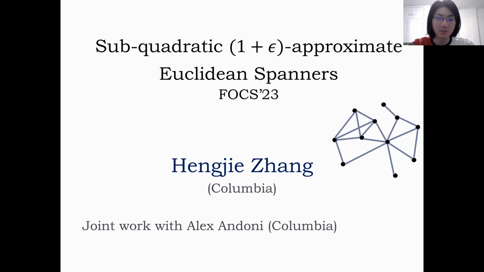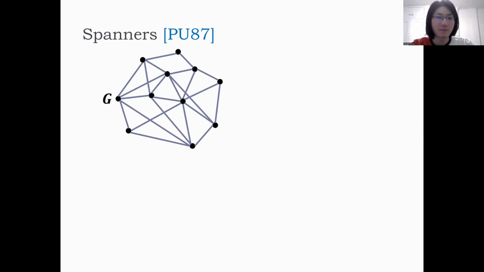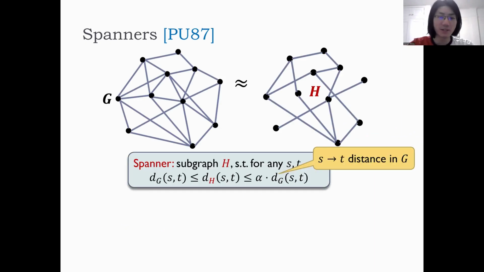Let's first introduce the notion of spanner. Say, given a graph G, we construct a new graph H such that we take all the points from G, and we take a subset of edges from G. Suppose for every pair of points s, t, the distance st in H is bounded by alpha times the distance st in G. Then we say H is a spanner of stretch alpha for G.